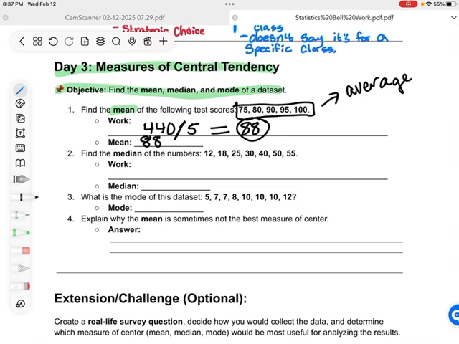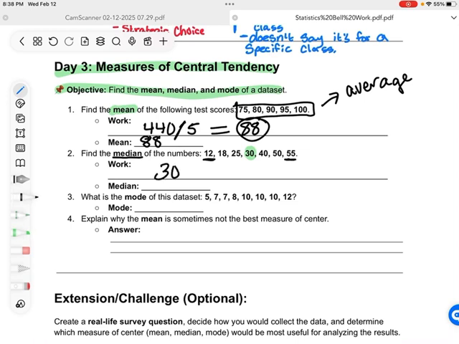And then it says find the median of the data set, the numbers. So we have 12, 18, 25, 30, 40, 50, and 55. So median, if you might remember this from last year or maybe a couple years ago, median is the number that is smack dab in the center of your data set when they are lined up in order from least to greatest. Now, luckily in this data set, we are lined up in order from least to greatest. Okay, so the number that is right in the center is 30. So that is our median.